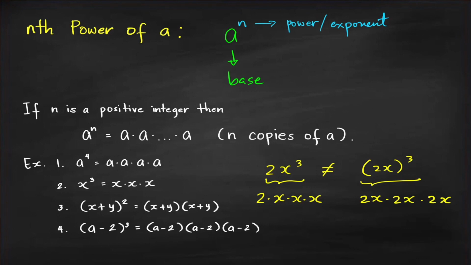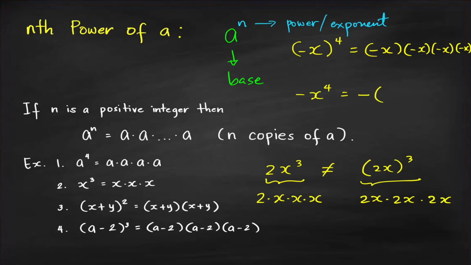If we also look at, let's say, negative x raised to 4, the quantity, and compare it with negative x raised to 4, the quantity of negative x raised to 4 means we have to multiply 4 copies of negative x. While the second expression means it's the negative of x raised to 4, which is products of 4 copies of x.